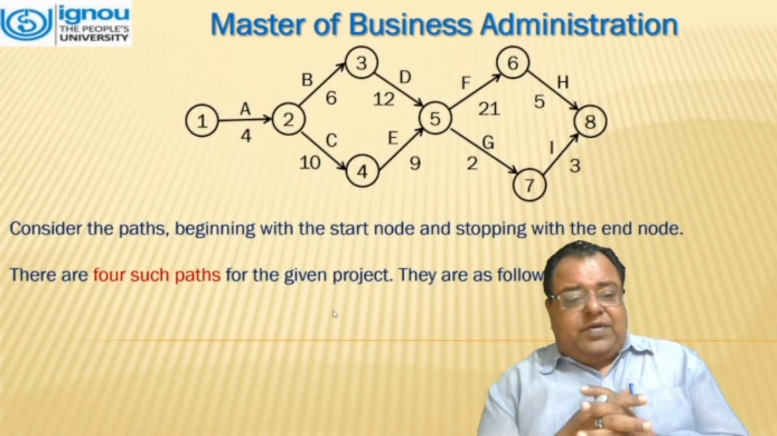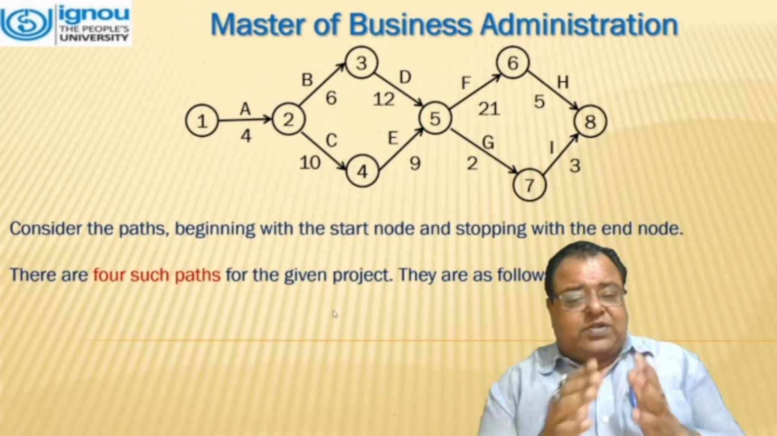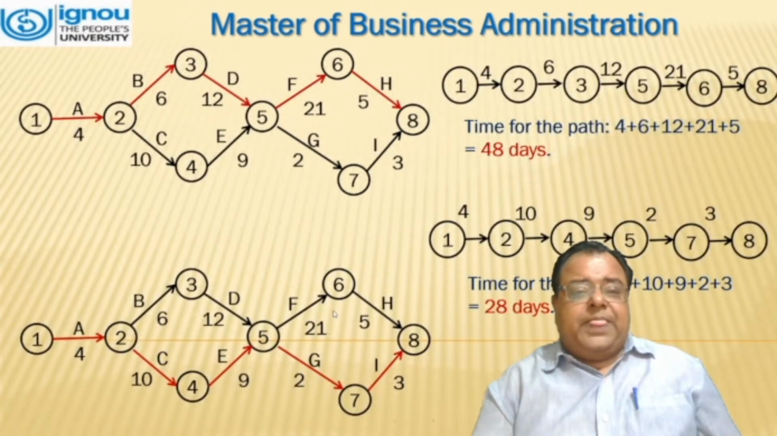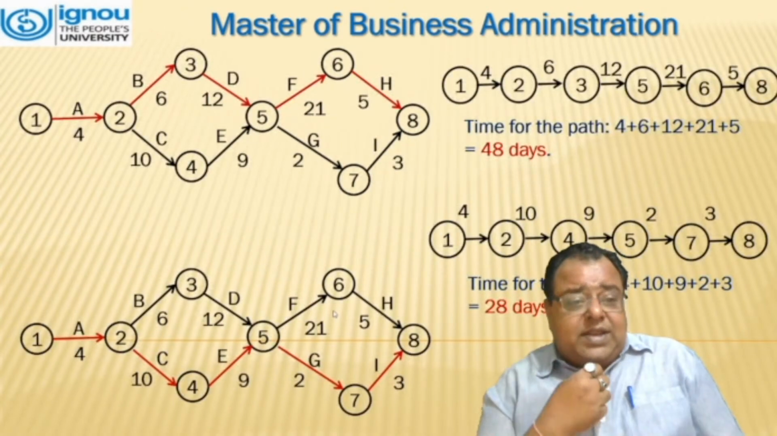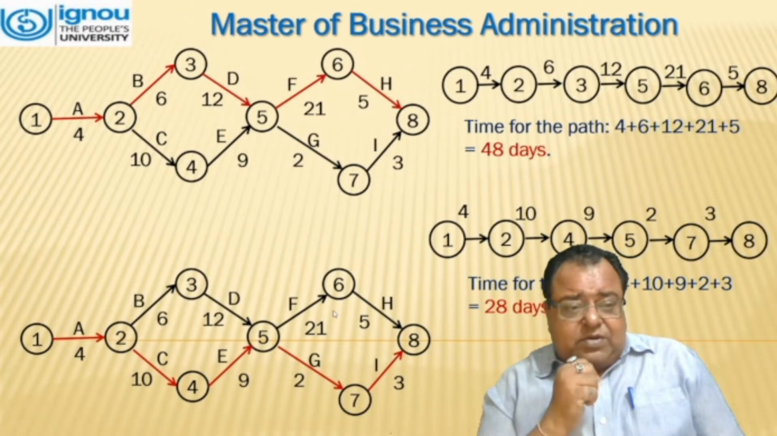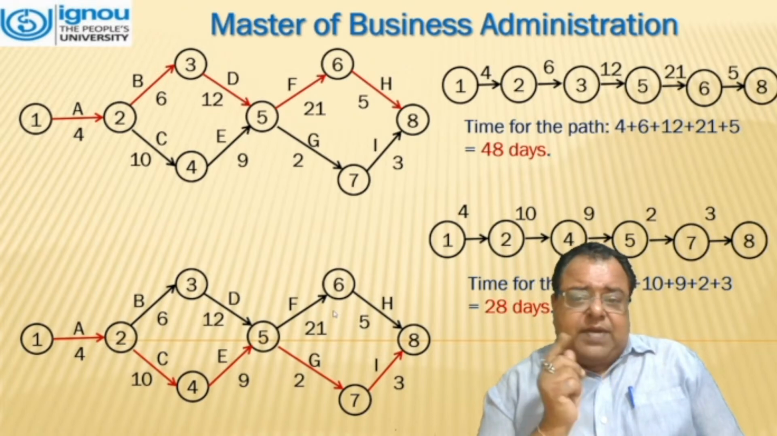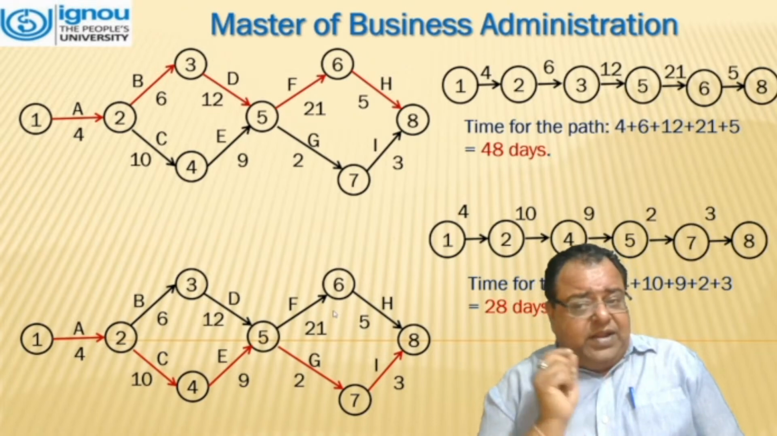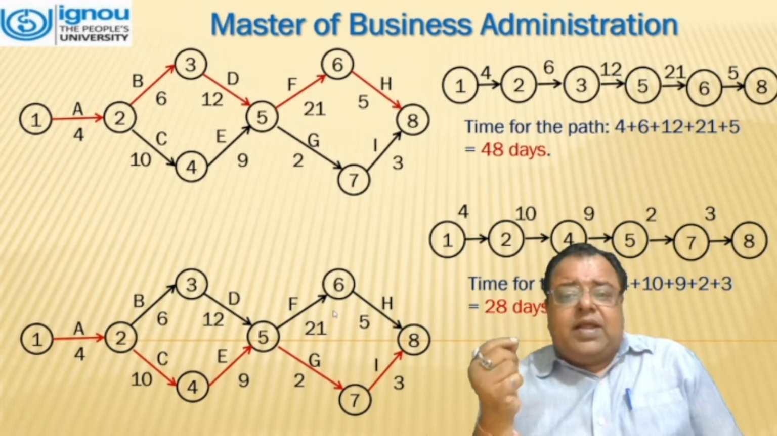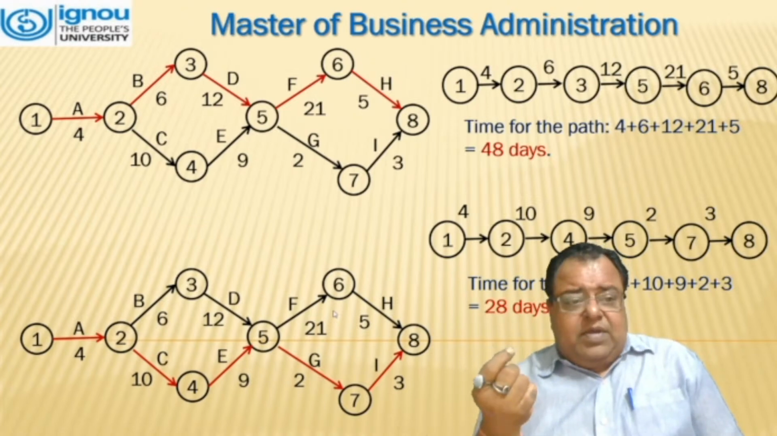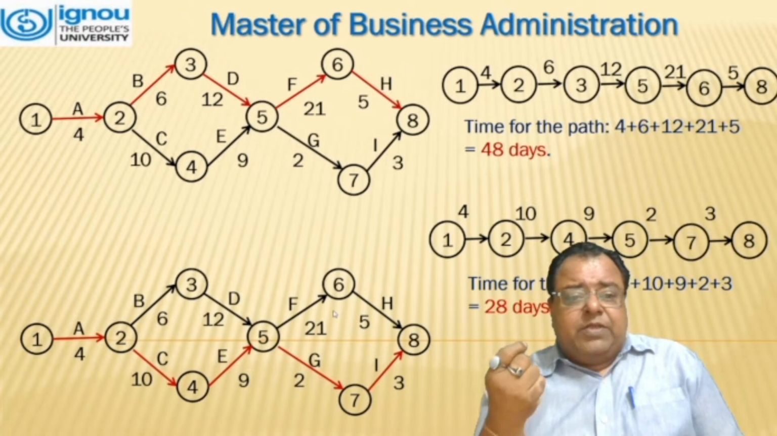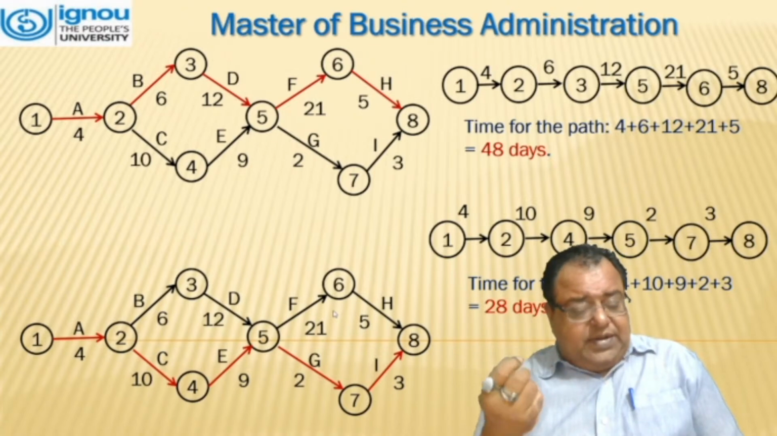We have drawn 4 such loops. Now what to do? How to calculate the time? Taking the first loop, 1, 2, 3, 5, 6, 8. The loop has been marked with red and the respective times of the activity are summed up. So that means the total time for 1, 2, 3, 5, 6, 8 is 48 days.